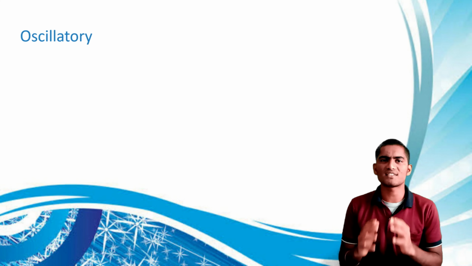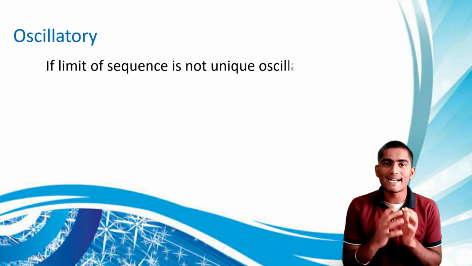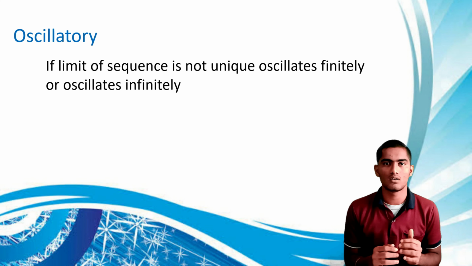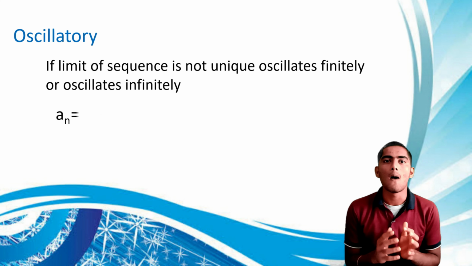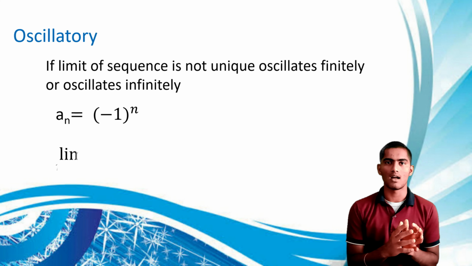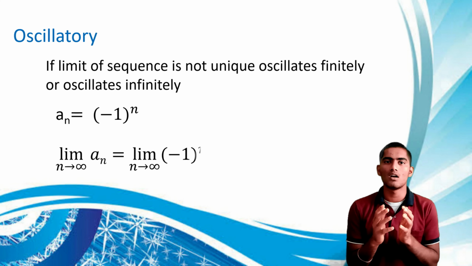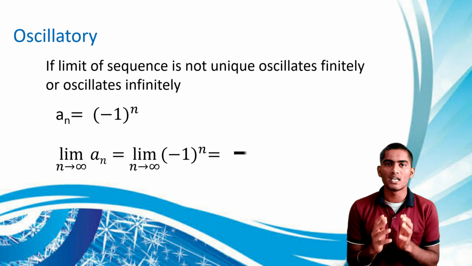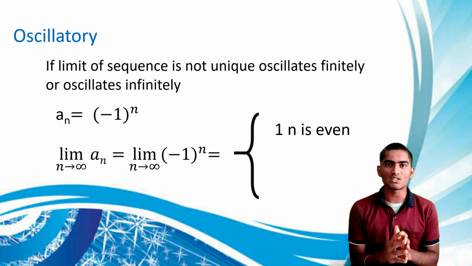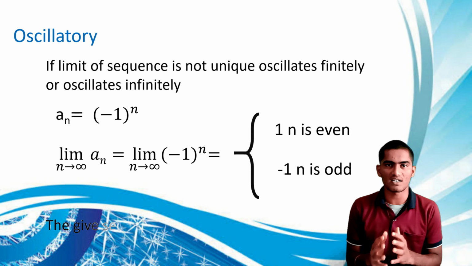Next one is oscillatory. If the limit of a sequence is not unique, it oscillates finitely or oscillates infinitely. For example, the nth term of a sequence is (-1)^n. Applying the limit to the nth term, the limit as n tends to infinity of (-1)^n equals 1 if n is even, and -1 if n is odd. Therefore, the sequence is oscillatory.